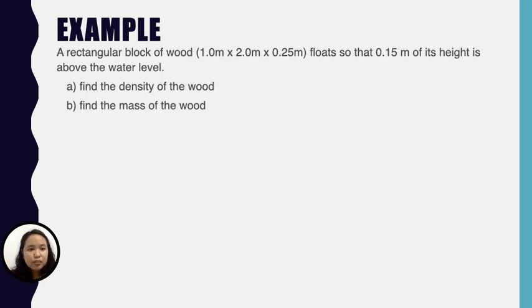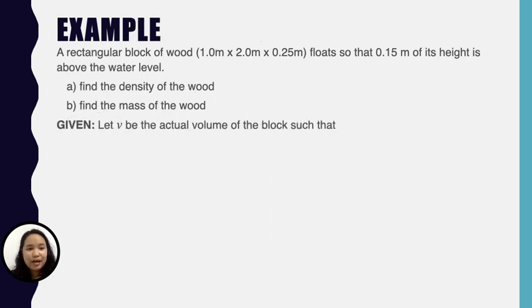A rectangular block of wood with given dimensions floats so that 0.15 meter of its height is above the water level. Letter A, find the density of the wood. Letter B, find the mass of the wood. In this problem, the block is only partially submerged in the fluid, so it is different from our previous examples. How do we solve this?